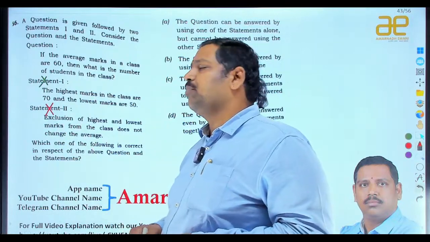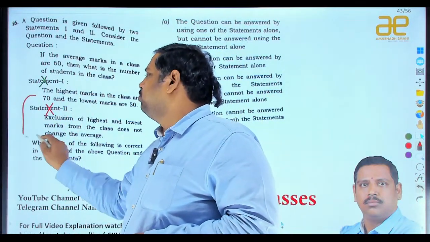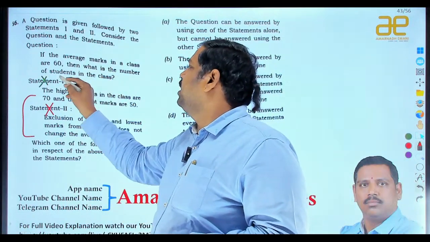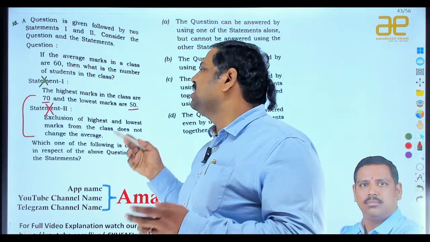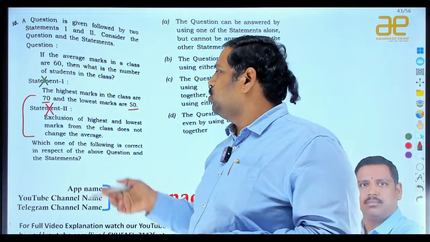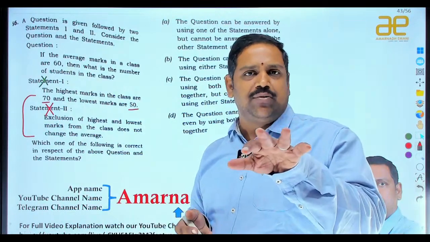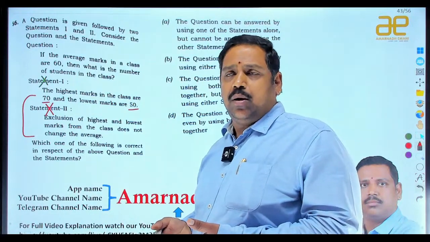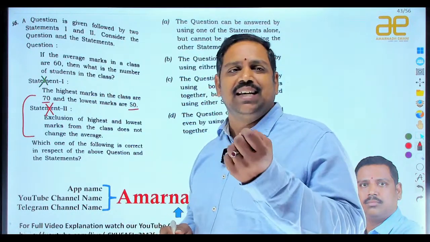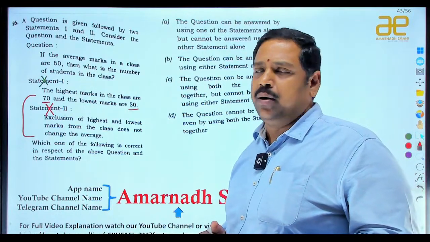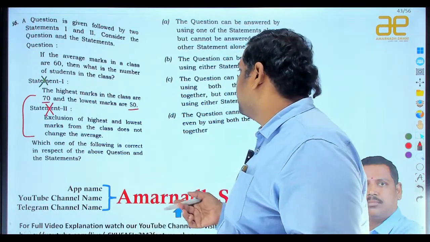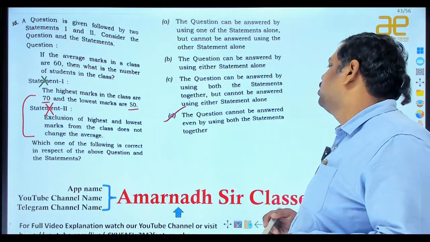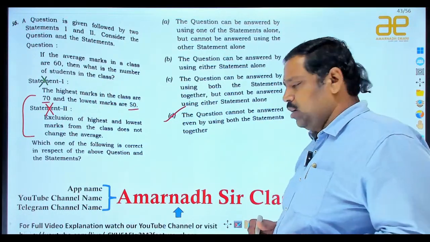This is also not sufficient. If I go to these two together, you are still unable, because highest is 70 and lowest is 50, that means the average is 60. So if these two together go out, the average will be the same, right or wrong? That is what he gave in the second statement, not a new statement. Means in both the statements he has not given even a single clue to find the number of students, right? So both together also you are unable to answer. The question cannot be answered even by using both the statements together. So answer is D. That's the next beautiful question.